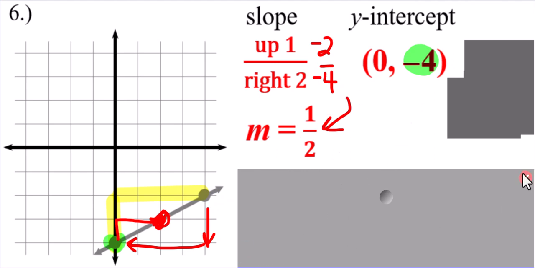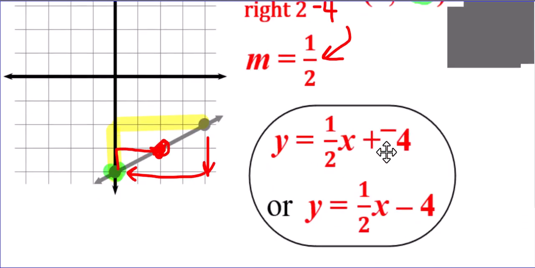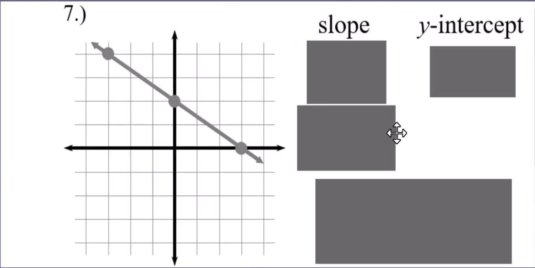All right, let's write our final equation. y equals 1/2x plus -4. If you would like to clean that up a little bit and make it y equals 1/2x minus 4, that would also be acceptable. Problem number 7.